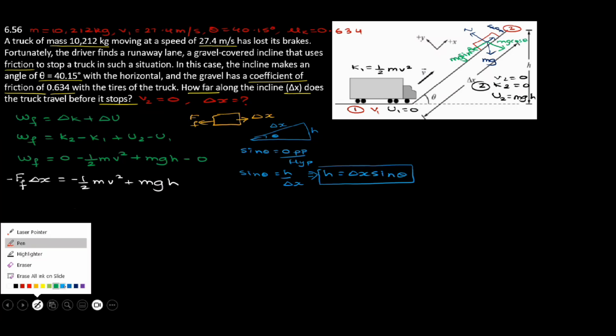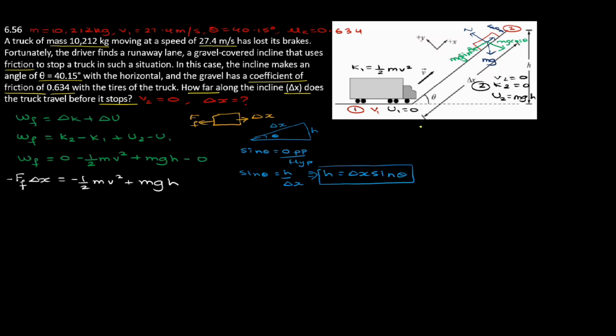Now, from the definition of friction, we know that the force of friction is mu k times the normal force. And if you look at the diagram here, normal force is equal to mg cosine theta. So I can write my force of friction equals mu k mg cosine theta. Now I have both the values I needed to substitute in my equation here. Let's substitute the value of h and the value of f to solve the problem.